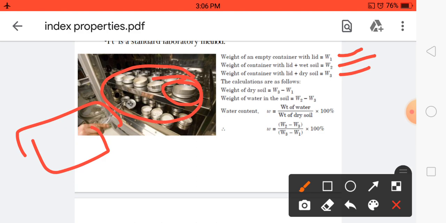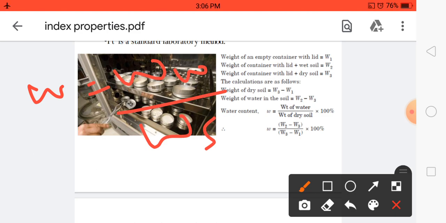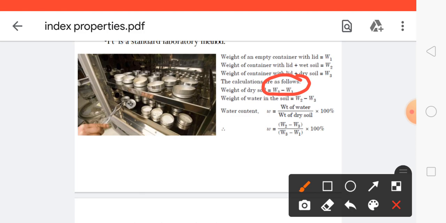Now, we know that water content is equal to weight of water divided by weight of solid. How do you calculate it? Weight of water is equal to W2 minus W3, because W2 is weight of wet soil plus container and W3 is weight of dry soil plus container. The difference gives the weight of water. Weight of solid is W3 minus W1. Put the values here and you will get water content, and this is multiplied with 100 to get the water content in percentage.